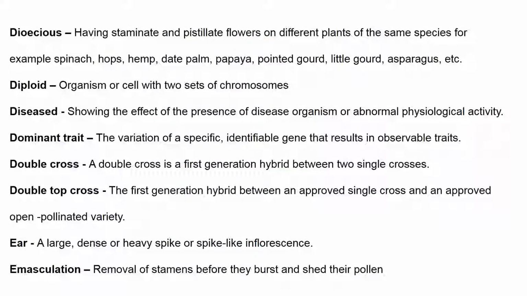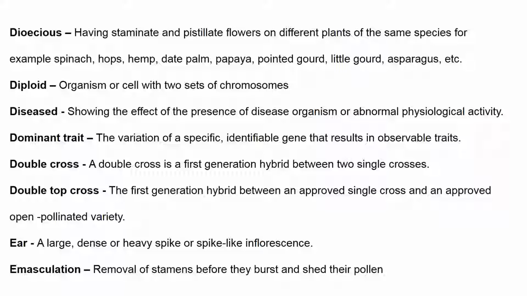Dioecious: a condition where staminate and pistillate flowers are located on different plants of the same species, for example spinach, hops, hemp, date palm, papaya, pointed gourd, little gourd, asparagus, etc. Diploid: organism or cell with two sets of chromosomes. Diseased: showing the effect of the presence of disease organism or abnormal physiological activity. Dominant trait: variation of a specific identifiable gene that results in observable traits.